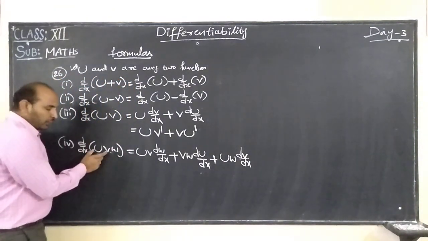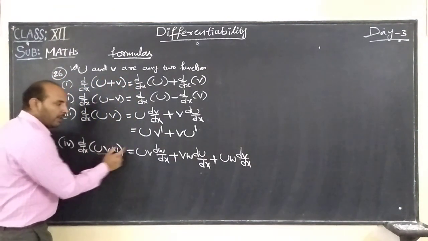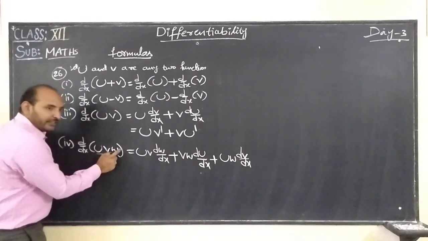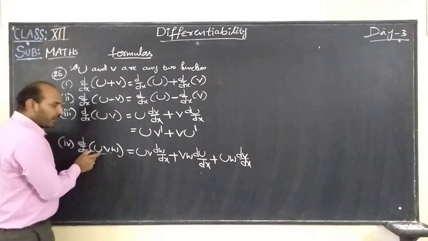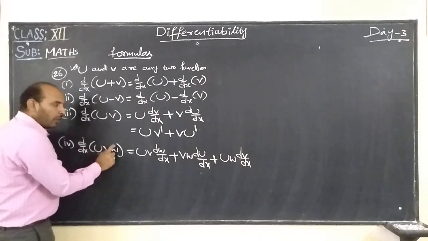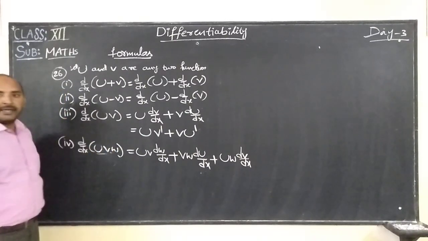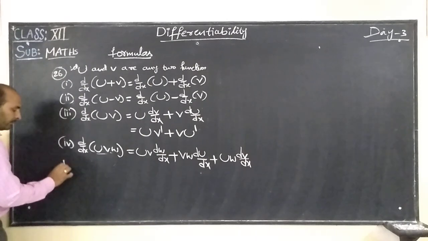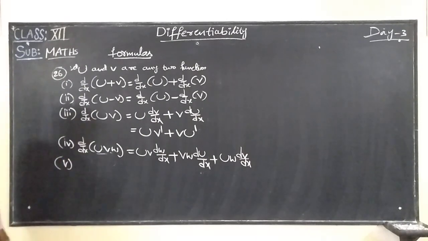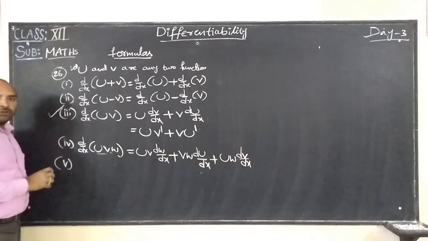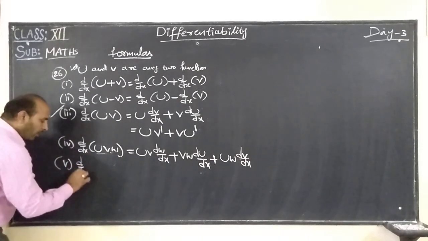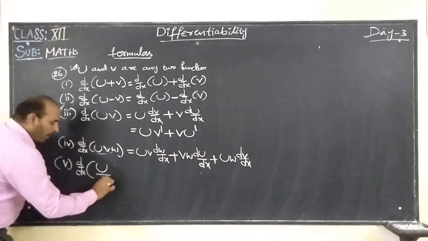So you can write as first two functions into derivative of third function plus next two functions into derivative of the first function plus first and third functions into derivative of the second function. This is the product rule. Next one, quotient rule. d by dx of u upon v.